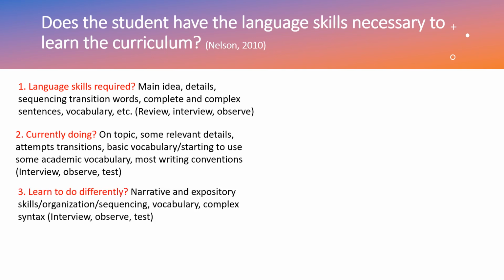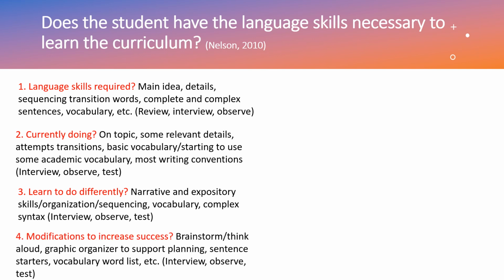And then I'm going to look at, what could she learn to do differently? What's that mismatch between the skills required and what she's currently doing? And I can see that she needs some support in narrative and expository skills, organization and sequencing, as well as vocabulary, and then that complex syntax.